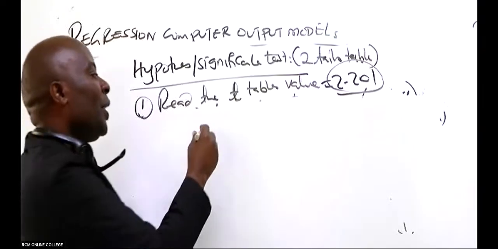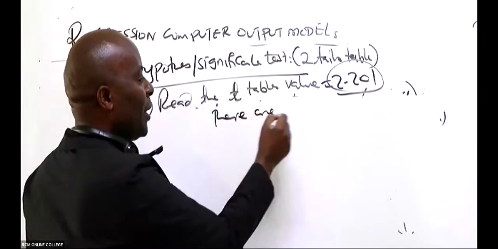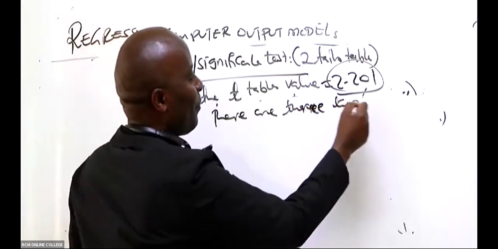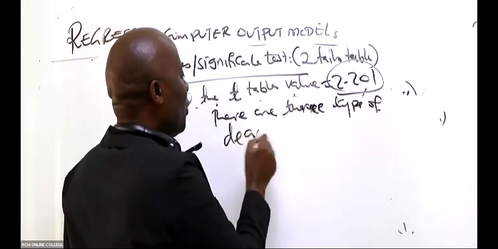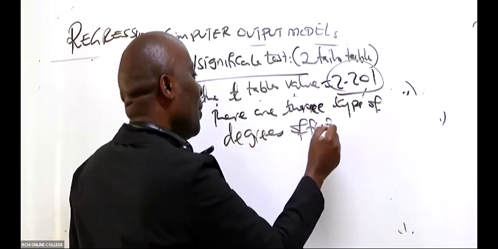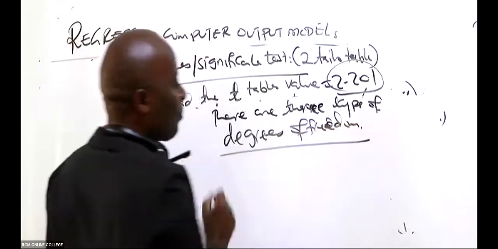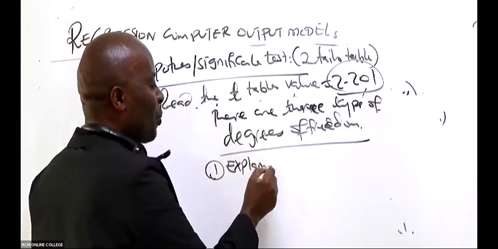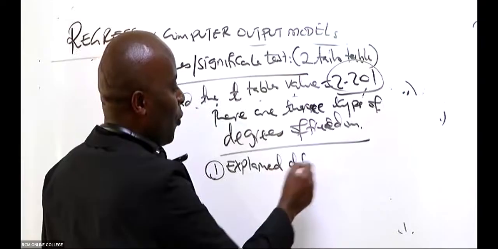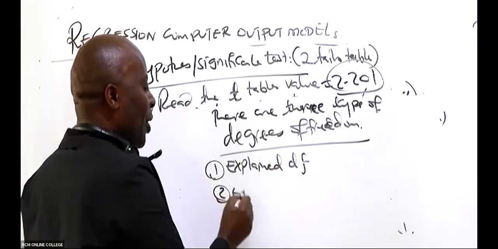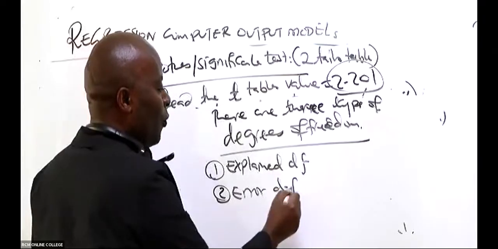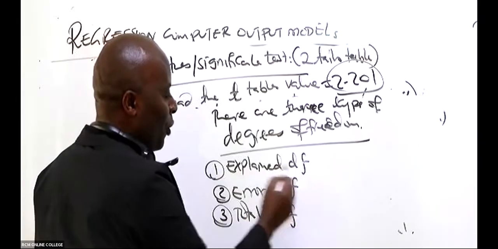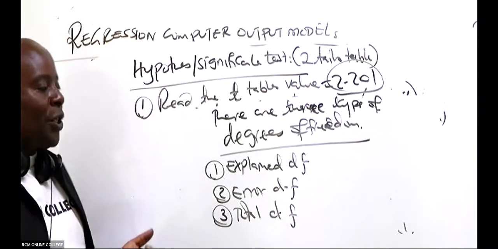We have 3 types of degrees of freedom. You can take this down, that there are 3 types of degrees of freedom. So number 1, we have what we call explained degrees of freedom. We have error degrees of freedom. Number 3, we have total degrees of freedom.